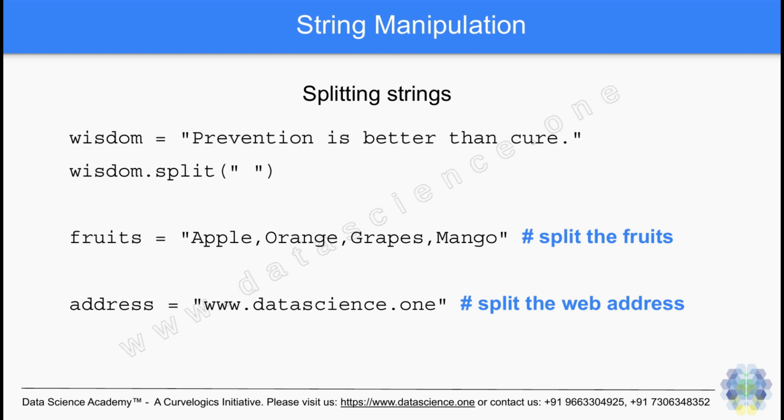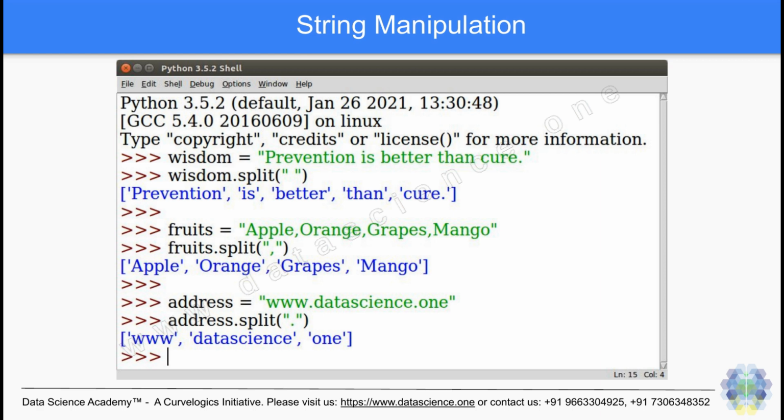What would you use to split the variables, fruits, and address, in the examples above? As seen in the output above, we have used comma to split the variable, fruits. And we have used a period or full stop to split the variable, address.